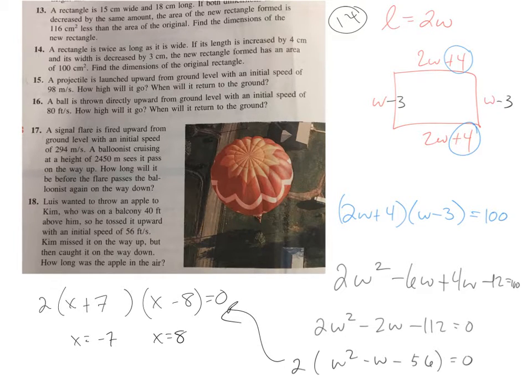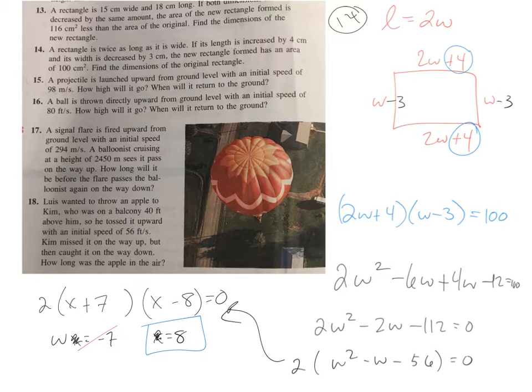Which answer is it, everybody? 8. Positive 8. Oh, come on, that wasn't everybody. Yeah, you can't use a negative answer. Why? Because you can't have a negative length. And here's the thing. I changed to X. I apologize. It should say W.